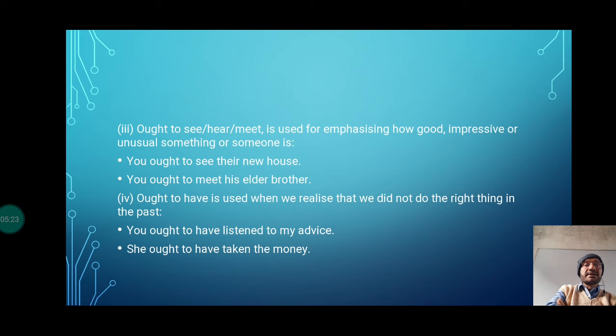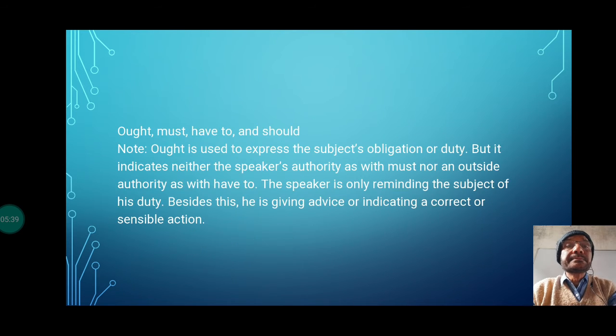Ought to have is used when we realize that we did not do the right thing in the past. You ought to have listened to my advice. You ought to have taken the money. It's something that you should have done in the past. Not very difficult. Ought, must, have to, and should. Let's talk about it. We were discussing all this.